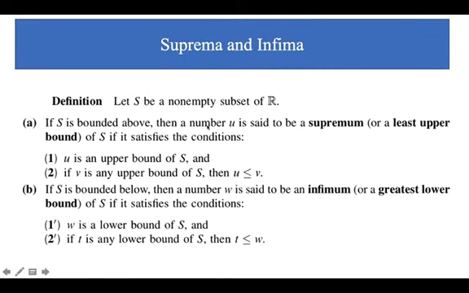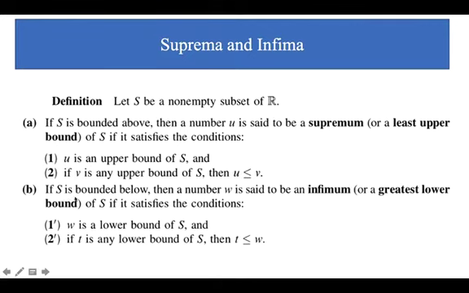The other definitions about the suprema and infima we studied, let's have a look again. Definition: let S be a non-empty subset of R. If S is bounded above, then a number U is said to be the supremum, or least upper bound, of S if it satisfies the conditions: U is an upper bound of S, and if V is any upper bound of S, then U is less than or equal to V. That is why this is the least upper bound.